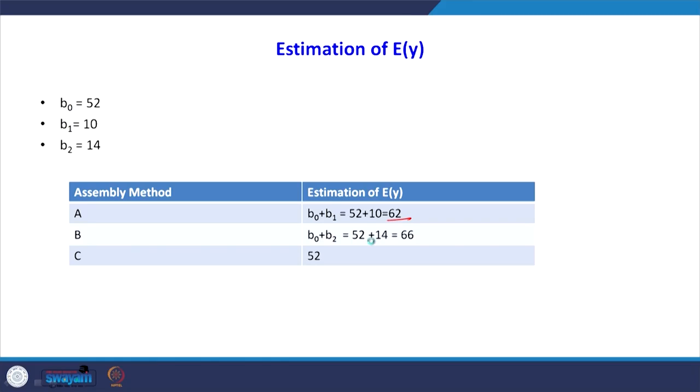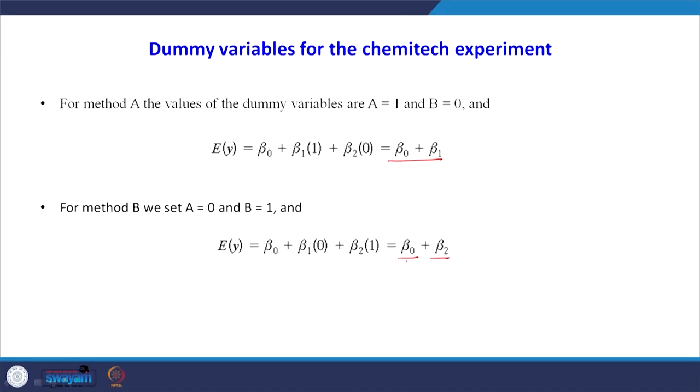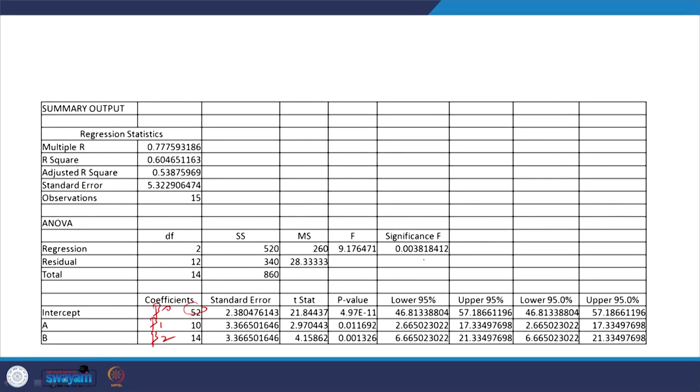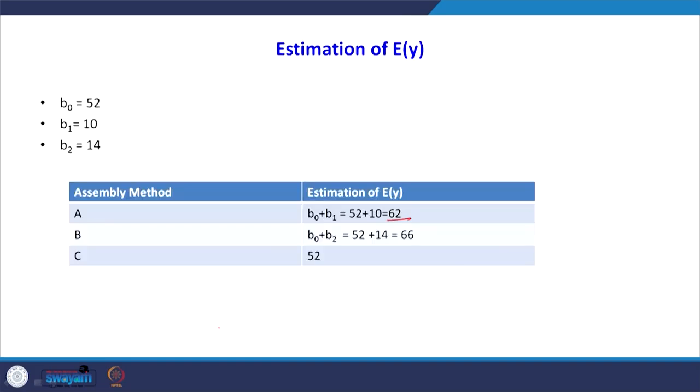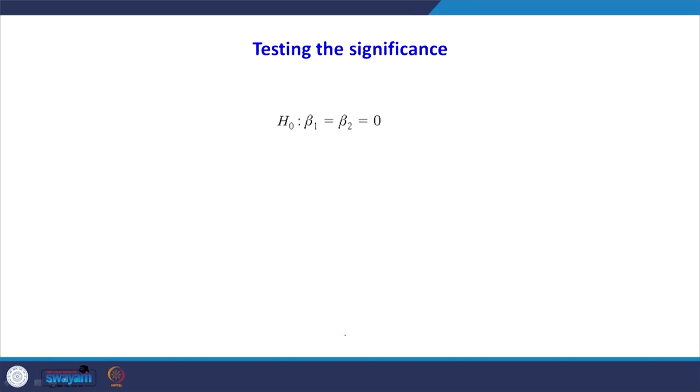If you want to know the estimated value of y for assembly method B, it is 52 plus 14. How did we get 52 plus 14? Using this equation, beta 0 is 52, beta 2 is 14. So when you substitute here, we get 66. If you want to know the expected mean of method C, you substitute a equal to 0, b equal to 0, then you get only beta 0. Beta 0 is estimated with the help of b0, that value is 52. Then we can go for the significance test, beta 1 equal to beta 2 equal to 0. This we have seen already. We can go for a t test or an F test.